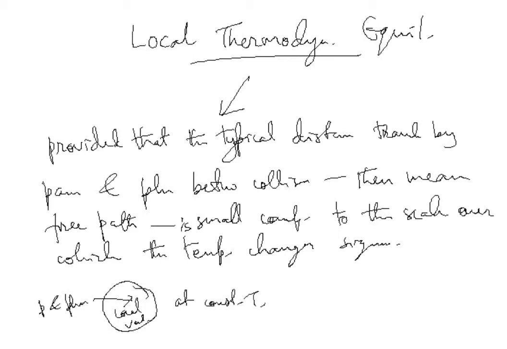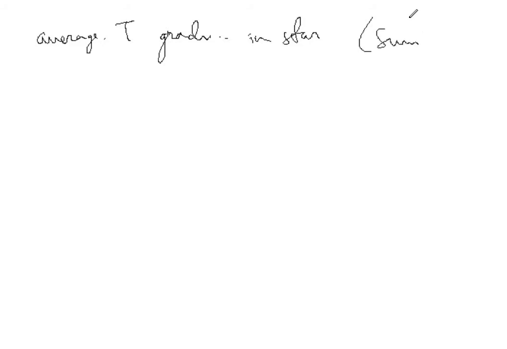Okay. Now, let me talk about this in a little bit more detail. So, what's the average temperature gradient in stars? What can you say? For the sun, for example, what is it? Well, it is quite easy to estimate. Let us do this. You see, dT/dr.